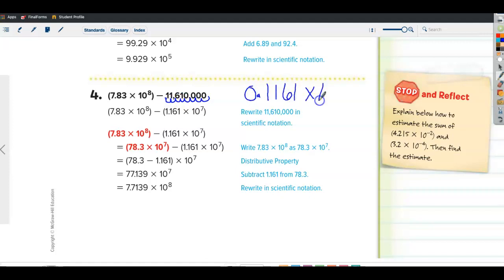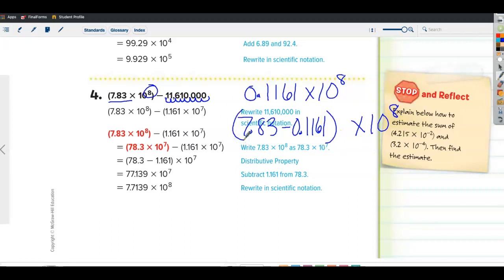0.1161 times 10 to the what? 8, because I moved it 8 times. Although this is not in scientific notation, that's okay because it's not my final answer. But I moved it 8 times so that my exponents would match. Okay? So do my exponents match now? Yes. So I can pull out the times 10 to the 8th, which means I have 7.83 minus 0.1161. Daniel, will you put that in your calculator and tell me what you get?